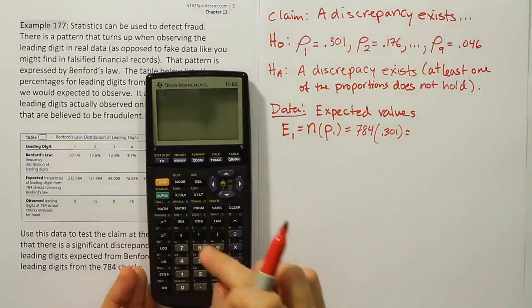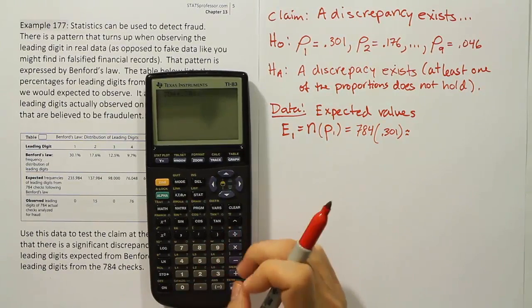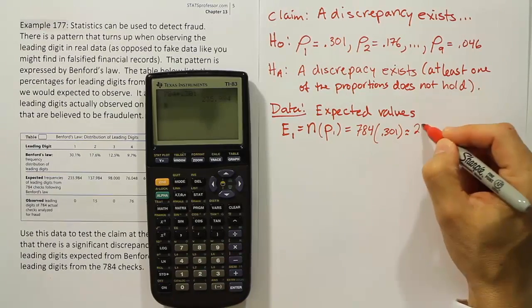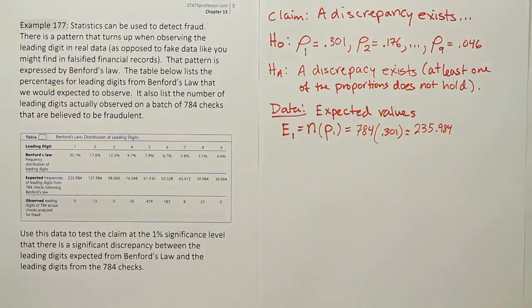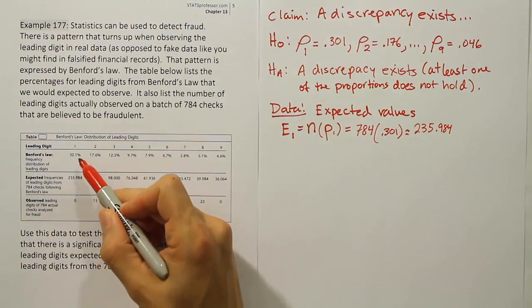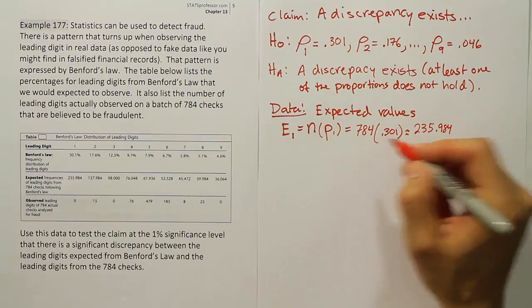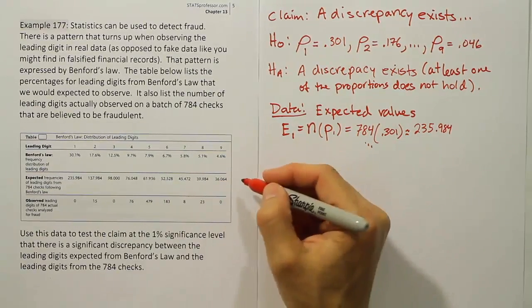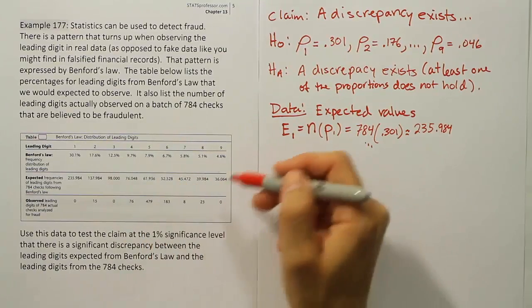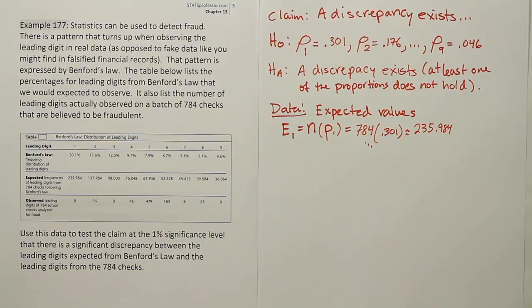So we're going to do 784 times 0.301. And when we're done, we get 235.984. Now that's the exact number they gave us here in our table for the expected value of checks starting with a digit of 1. So we would continue on that path, right? Dot, dot, dot. We would keep going and do all of the remaining digits in the same way, but they've done that for us here, so we're not going to redo their work. We're just going to assume that it's already been done correctly.